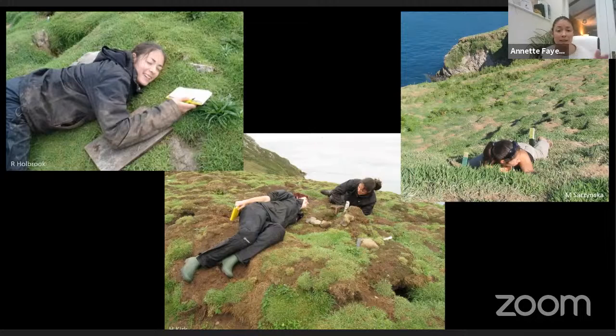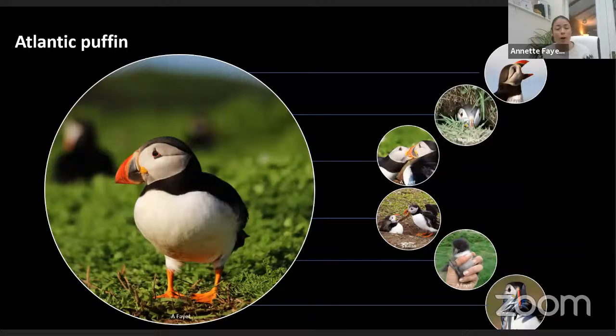But so that's the location where I work. Now, to give a quick introduction, for those of you who may not be very familiar with them, they are very long-lived. On average, they can live for 20 to 30 years, but actually the record is 41 years old.